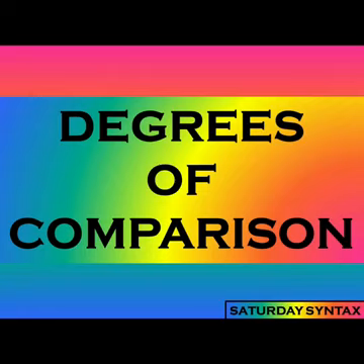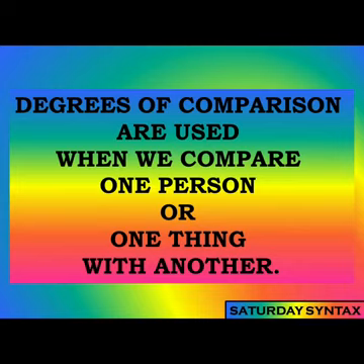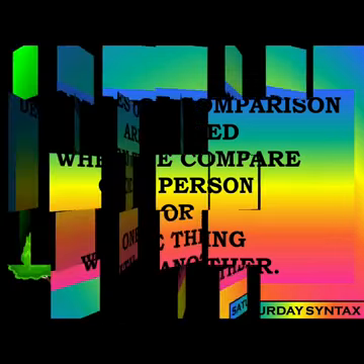Today I am going to explain the English grammar topic, that is degrees of comparison, on my new YouTube page, that is Saturday Syntax. Friends, can you tell me what is the meaning of degrees of comparison and when we use this degrees of comparison? Degrees of comparison are used when we compare one person or one thing with another. So of course we can say there is direct or indirect comparison between two unlike objects.